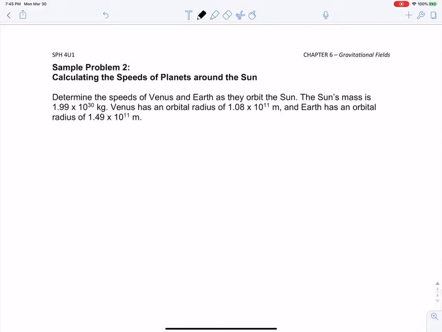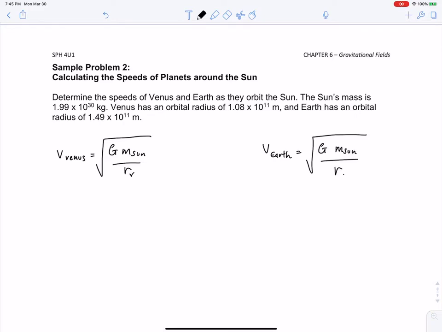Okay, sample problem number 2, we're going to calculate the speeds of planets around the sun. So we want to find the speed of Venus around the sun and the speed of the Earth around the sun. We're going to use our equations, G, and we're looking at the mass of the sun divided by the orbital radius of Venus. And we'll do the same for Earth. That's G times the mass of the sun divided by the orbital radius of the Earth.